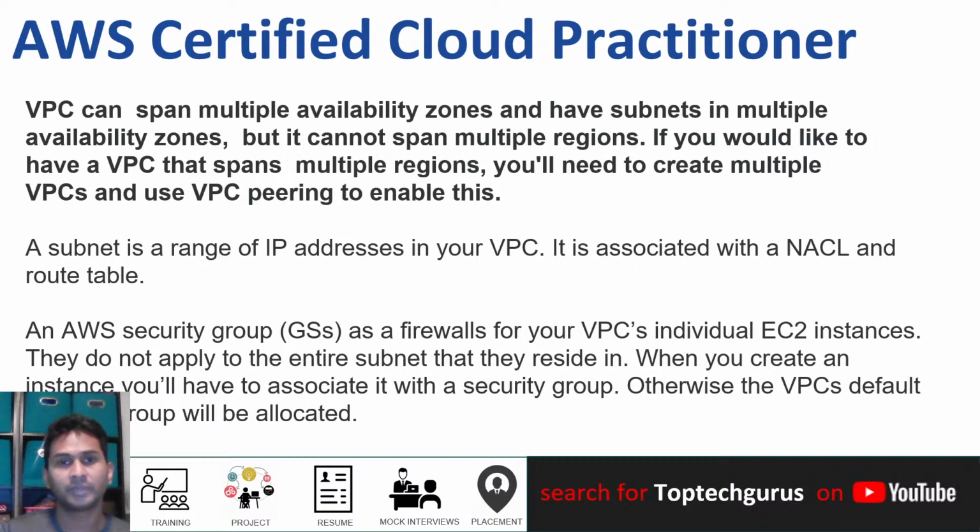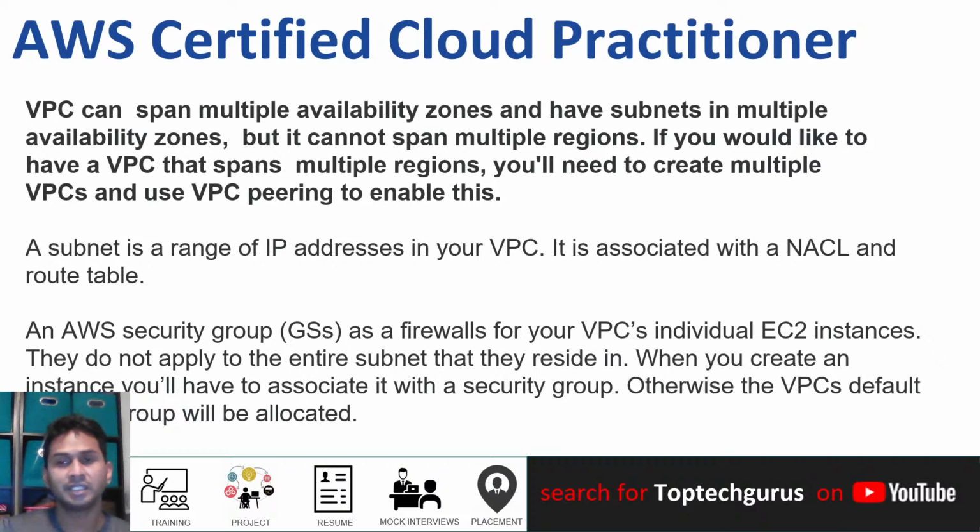When you create a subnet, it's by default private. I think this is one question that can come in the exam. Whether your subnet is by default private or public is a good thing to understand. So it's by default private, and you'll have to then make it public by changing your route table.